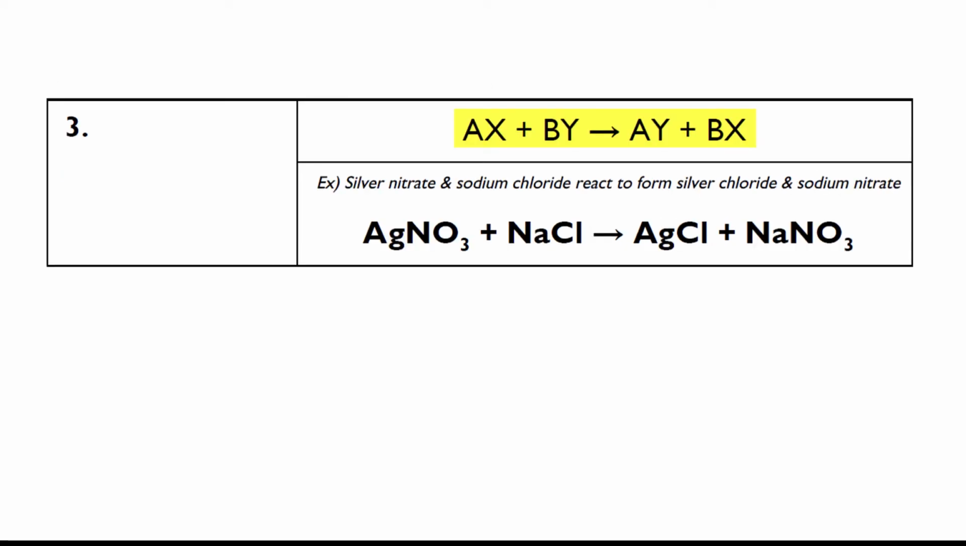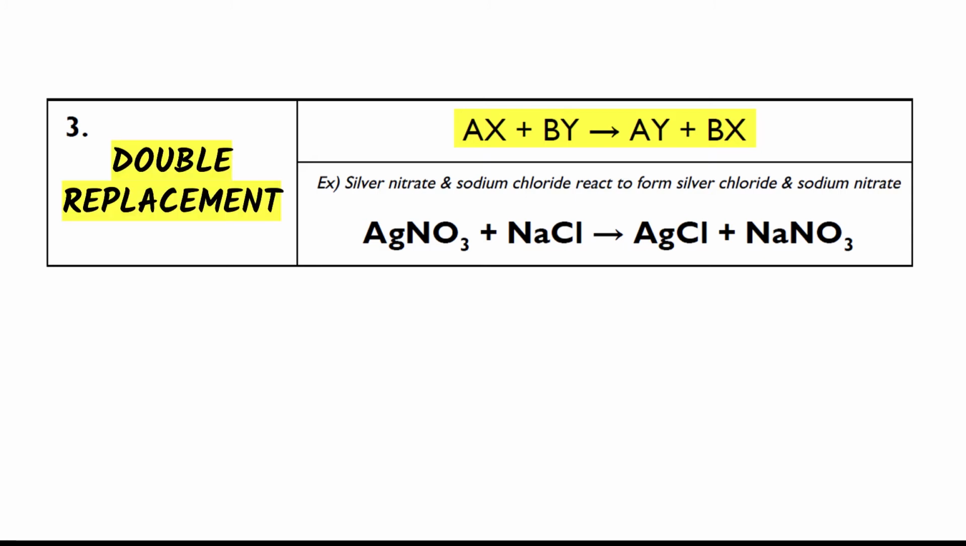Here's a third example. Take a moment to think about what type of reaction you think this might be based on what we've learned so far. The example that I give here is silver nitrate and sodium chloride react to form silver chloride and sodium nitrate. And the general formula I've got is AX plus BY reacts to form AY plus BX. So this is a double replacement reaction.